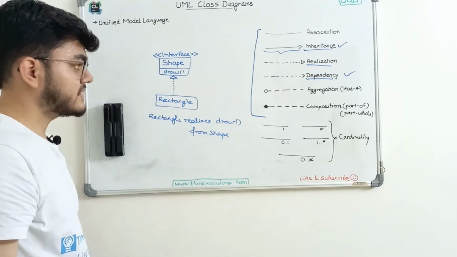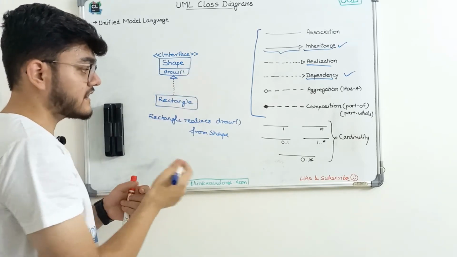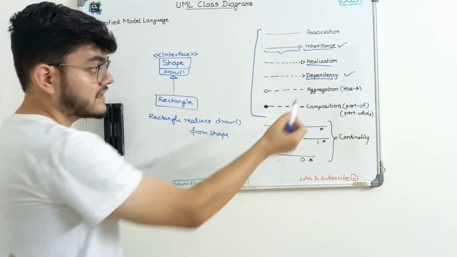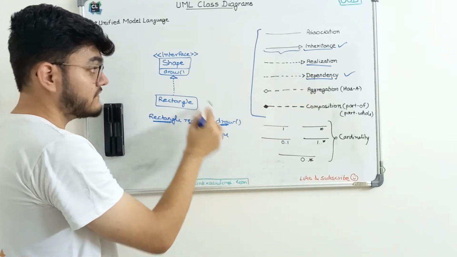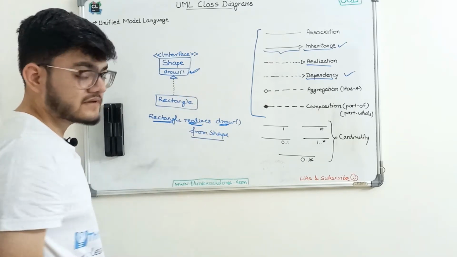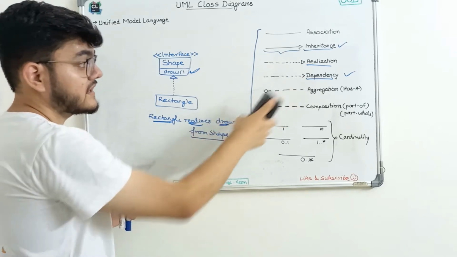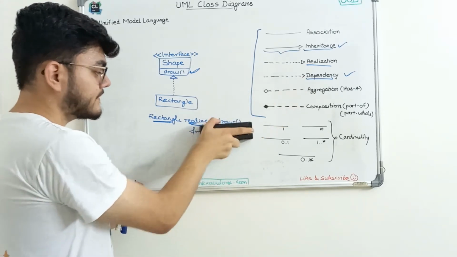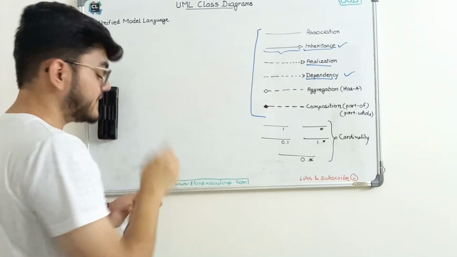right? So it's very simple to understand that if we have a class that implements the functions of the other class or an interface, we say that the relationship is realization, because the rectangle is realizing the draw function which existed inside of the shape interface. So this type of relation is known as realization, the realization relationship.